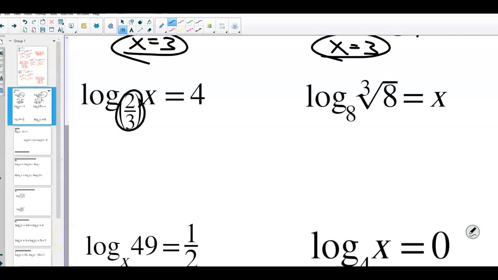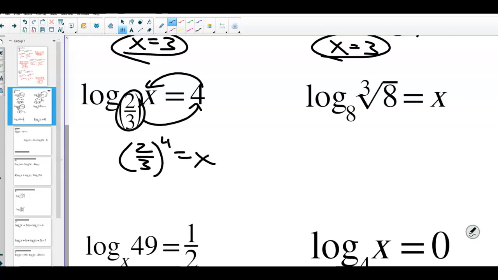This one's pretty straightforward, even though it's a fraction here. This is 2/3 to the 4th equals x. If you raise it to the 4th, all you're doing is raising the numerator and the denominator to the 4th power. 2 to the 4th is 16. 3 to the 4th is 81.